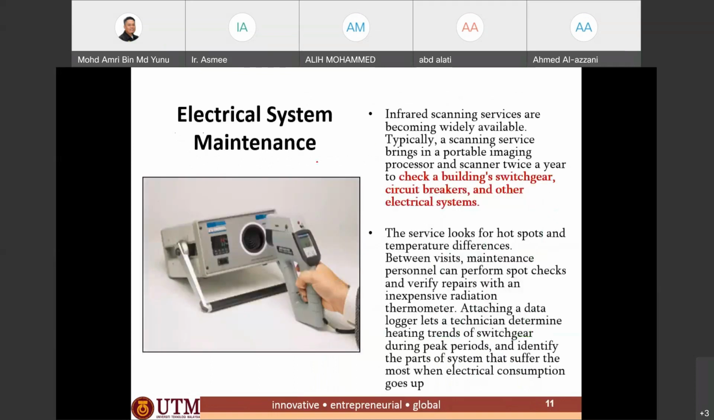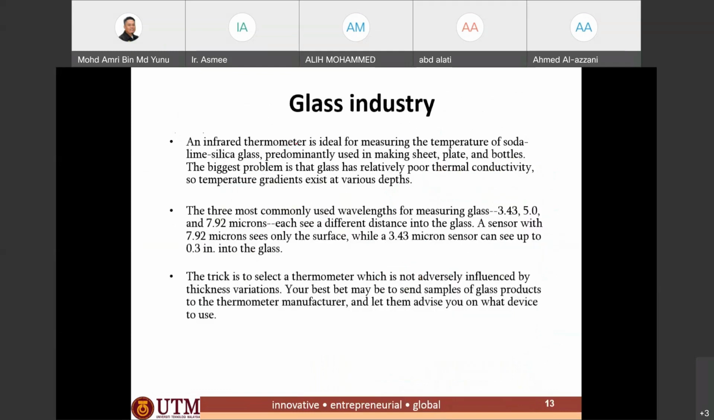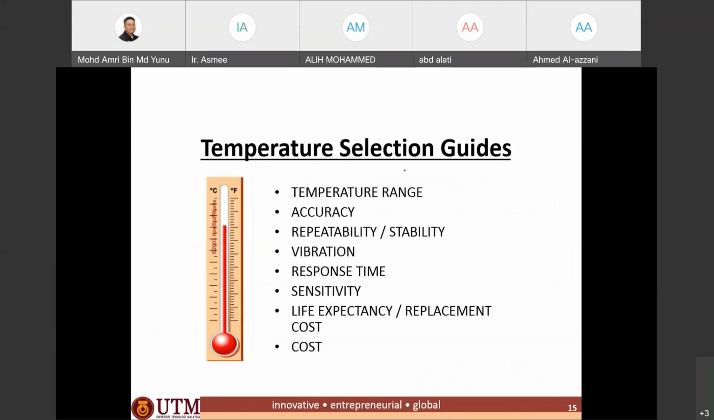I think you can read this, and also this. I don't want to go through this. Selection again: I think it's the same thing that I explained, with only a few additions to the selection guide.